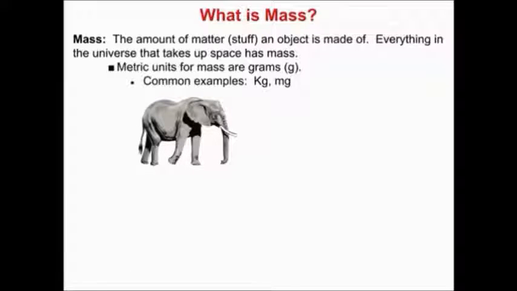So if we take a look at a large object like an elephant, we know that if we compare it with a smaller one like a mouse, the larger one's going to have more mass. So the question is, well, why? Because the elephant has more stuff in it, more mass, more matter than the mouse.